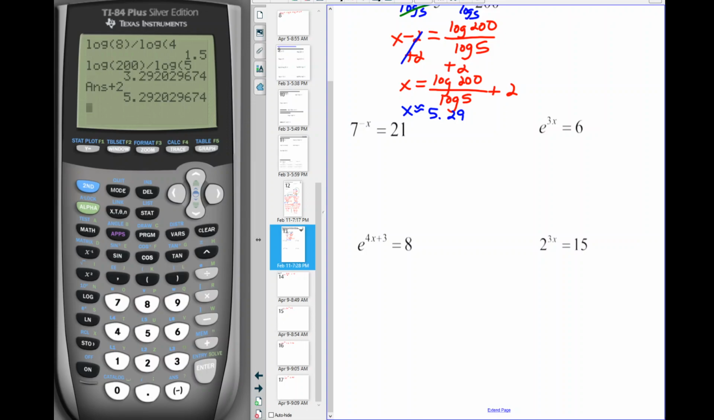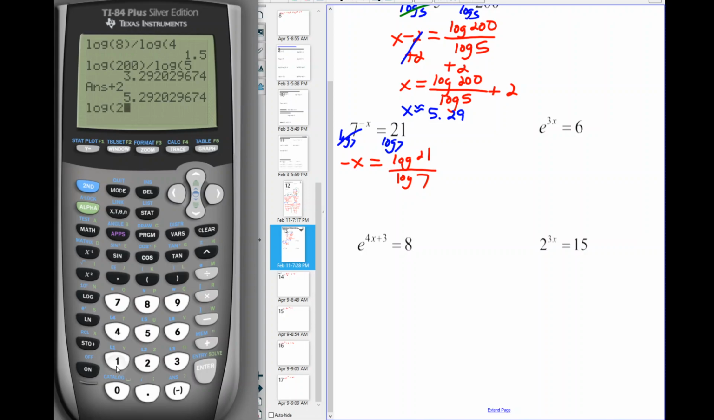Good. Log base 7 on both sides. That cancels out. It's hard to see on the screen here, but there's a negative there. So that's negative x is equal to log 21 over log 7. But when you put that into the calculator, log 21 divided by log 7. Irrational. So we'll just leave it as is for right now.